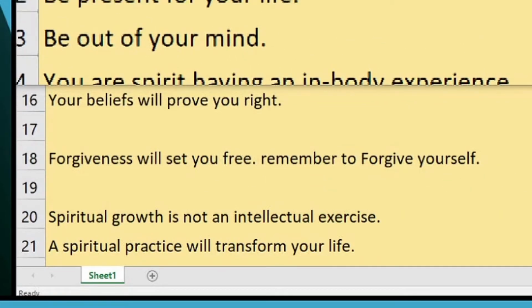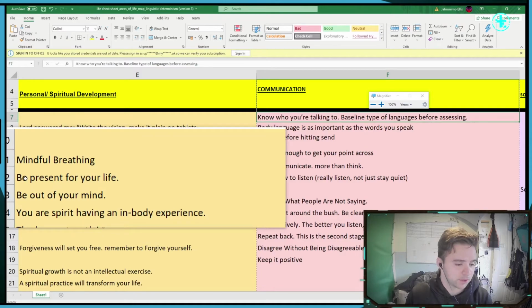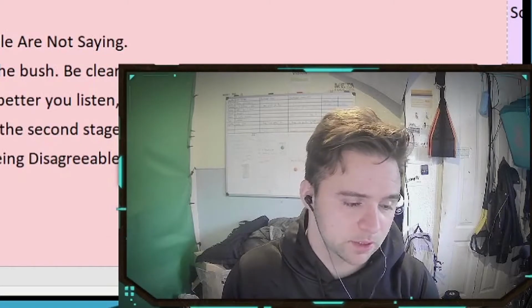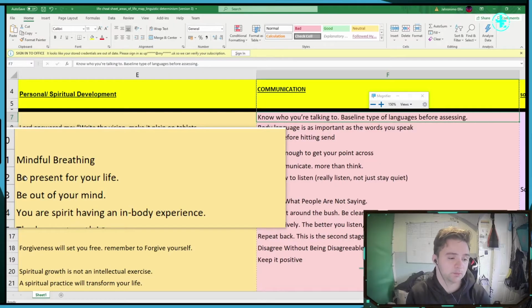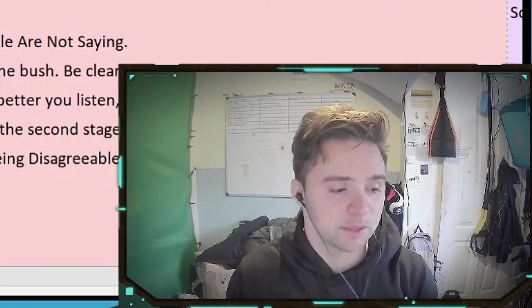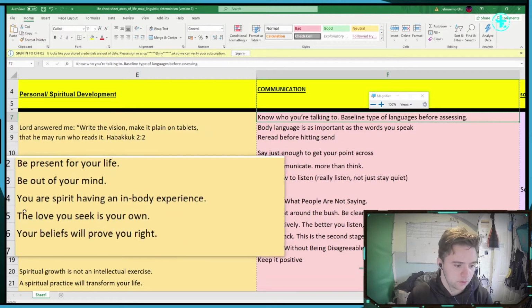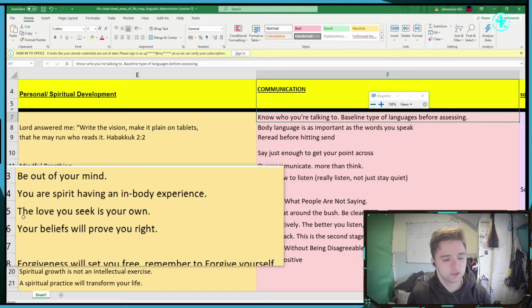Mindful breathing, concentrating solely on breath, being present in your life. This doesn't really sound that actionable to me and doesn't sound that relevant. Because it's not actionable, and I prefer information or advice that's always actionable, something that people can execute, otherwise it becomes meaningless. The love you seek is your own. It's just interesting to read.